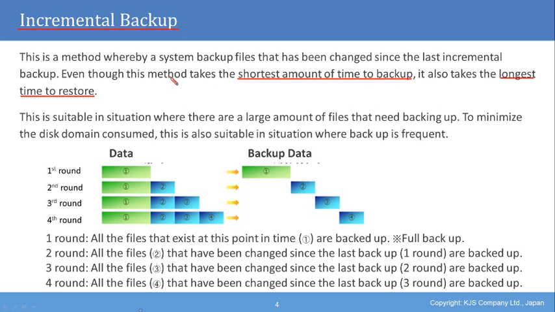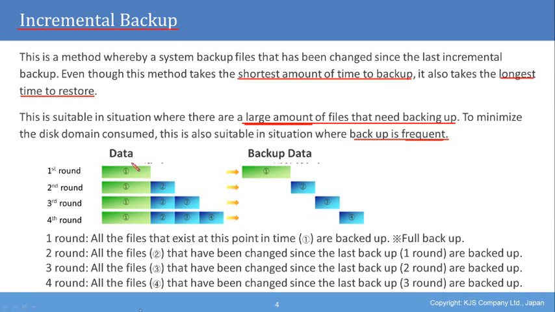So in this method, the system backs up only the files that have changed since the last incremental backup. Now this is suitable in situations where there are a large amount of files that need backing up. So we're talking about a large amount of files. To minimize the disk space consumed, it's also suitable when we have frequent backups. Again, frequent.